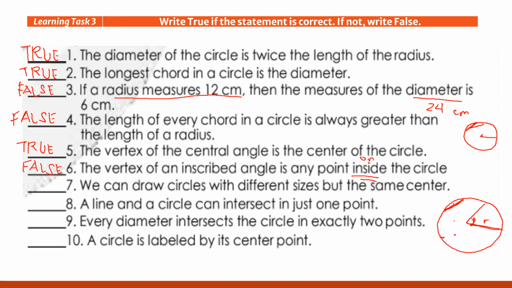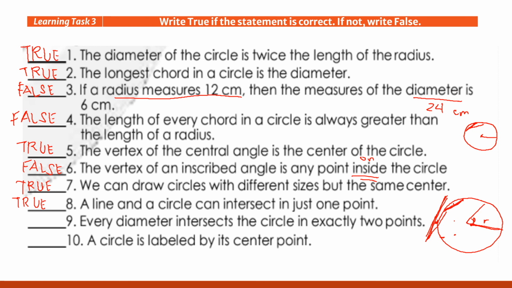We can draw circles with different sizes, but the same center, yes, it is. Pwede. Pare-pareho ang center. Tapos pag nagkaiba-iba ang radius, makakadraw na tayo ng circles with same center. A line and a circle can intersect in just one point. Ibig sabihin lang yan, kung may circle, meron ka lang ditong line na makikreate. Meron lang siyang isang point of intersection. Ang tawag doon mga bata ay point of tangency. So a line and a circle can intersect in just one point. Yes. True.